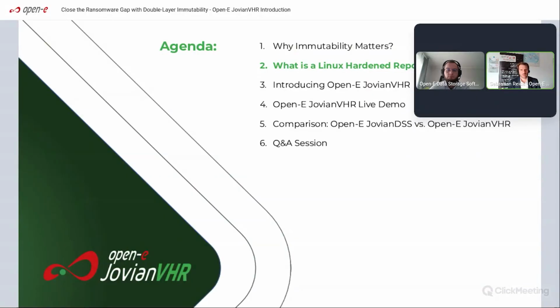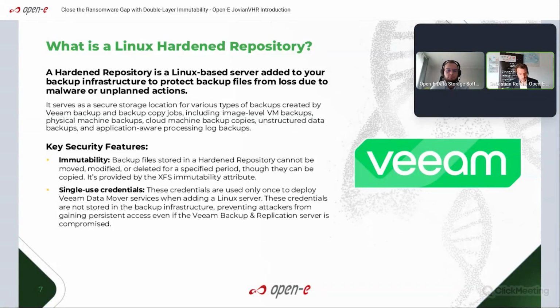Coming to the next point, what is even a hardened repository from Veeam? Maybe let's talk about Veeam quickly. Veeam is probably the global leader of all backup software, and we decided to join them, because a lot of customers and partners also use Jovian in combination with Veeam. They only had this hardened repository, but you had to use a plain Linux and do it yourself. Therefore, we had the idea to make this product.